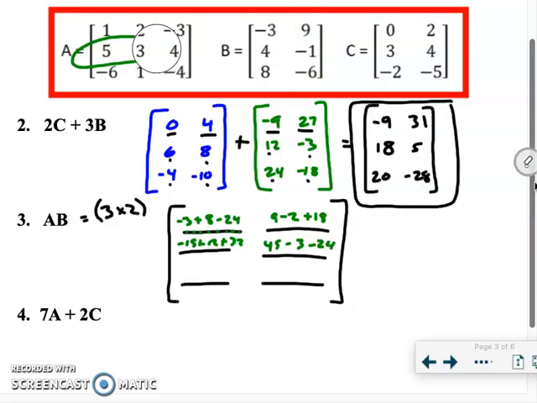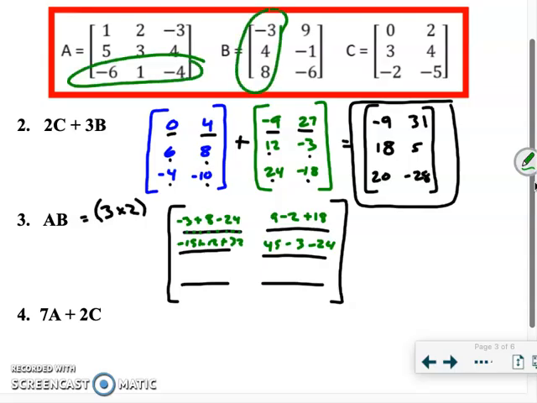Row 3, column 1. Row 3 times column 1. So the -6 times the -3 is 18. 1 times 4 is 4. -4 times 8 is -32. Row 3, column 2 to finish this up. The first element: -6 times 9 is -54. 1 times -1 is -1. -4 times -6 is positive 24.